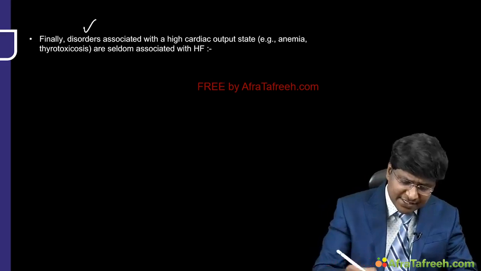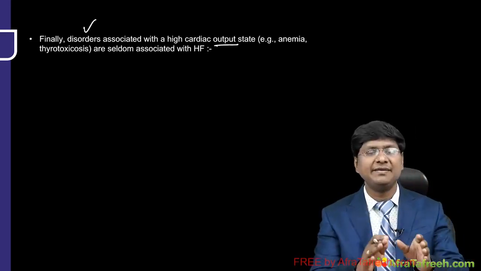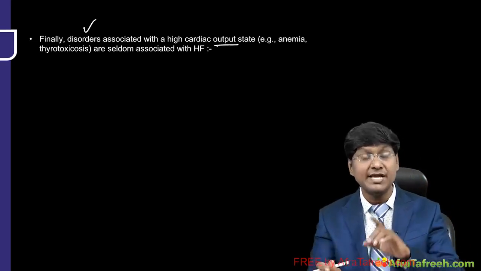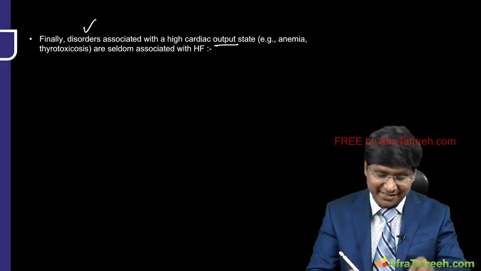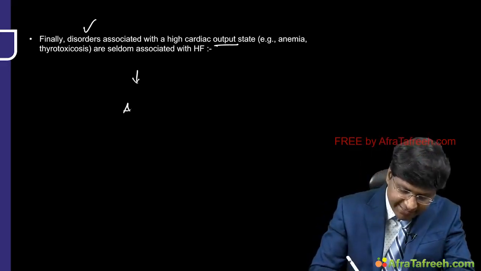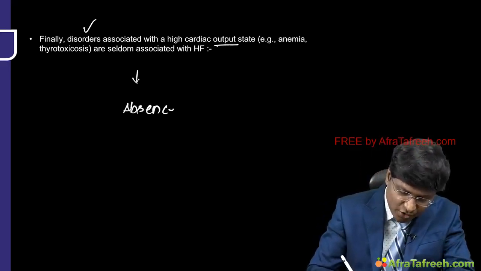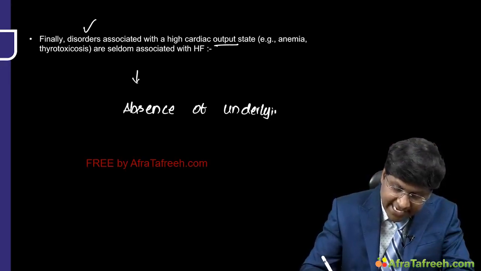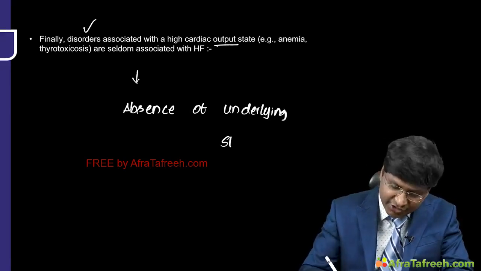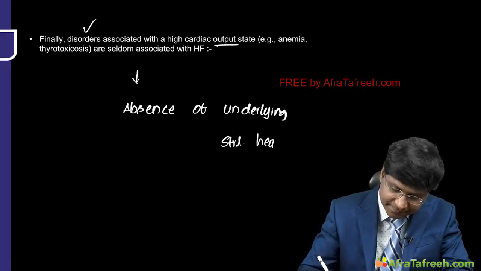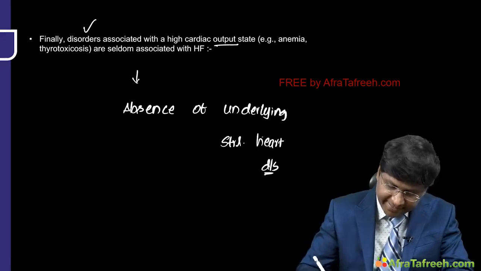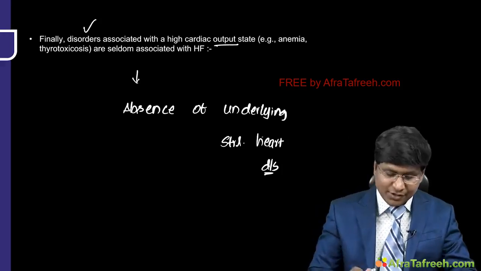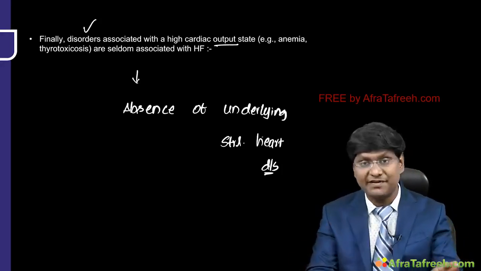Then we have discussed the high output states: anemia, thyrotoxicosis, beriberi, AV fistula, Paget's disease of bone, fever, pregnancy. In all of these individuals, remember, there might be an absence of underlying structural heart disease, right? So that was about the etiology and classification of heart failure.